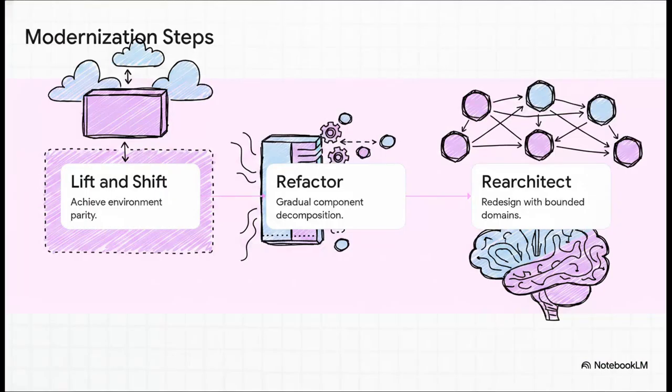Now, notice how incredibly logical this progression is. You don't just take a sledgehammer to the monolith on day 1. Step 1 is simply lift and shift. You're aiming strictly for environment parity, packaging the app exactly as it is right now. Then, step 2 is refactor, where you start gently extracting background jobs or maybe externalizing your configs. And finally, step 3, re-architect. That's where you actually redesign the entire system into cooperating services. So you start with containment first, and then you evolve incrementally.